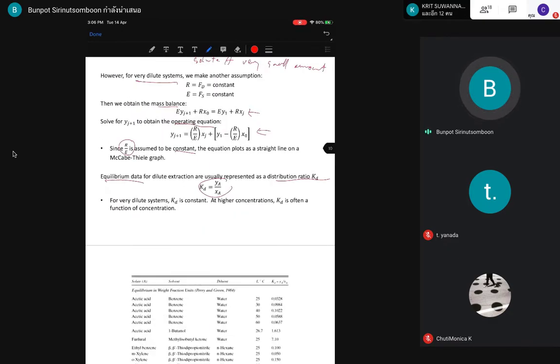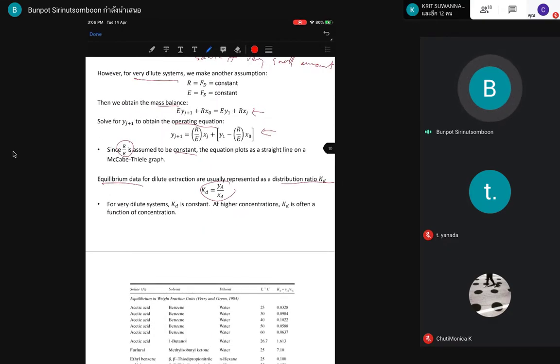Again, just to emphasize, for our calculation we deal with a dilute system. For a dilute system, KD is constant, but at a higher concentration, KD is often a function of concentration. So we say that KD is constant, but it only works when our system is very dilute. Just keep that in mind.